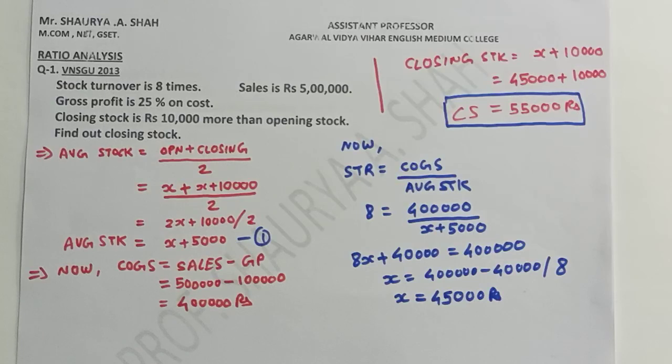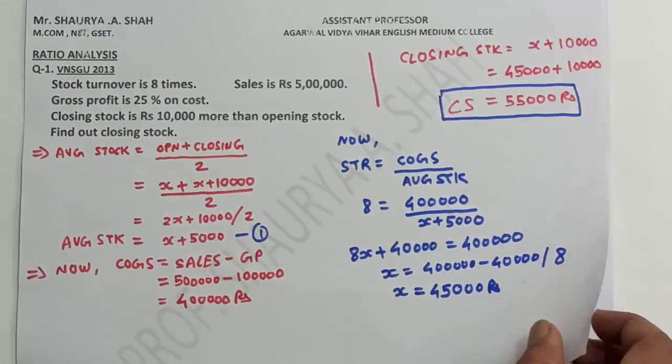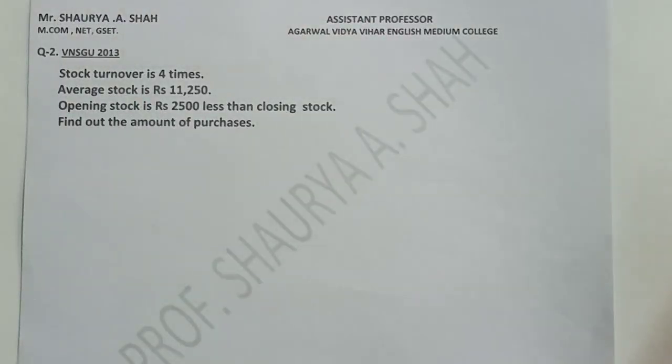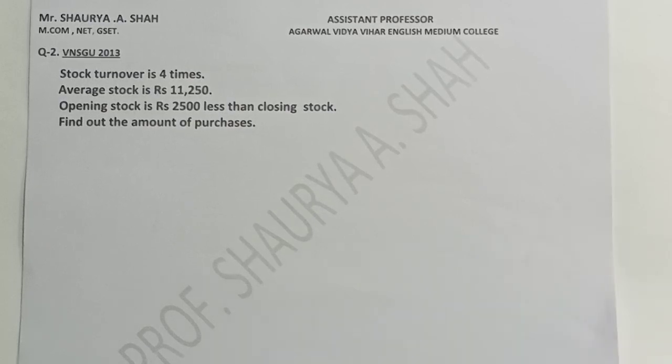Again, the next sum is based upon the same equation. If you are clear with this, your next sum will be very much clear. Fine. So we will be starting with your next sum. Next sum is already given to you. Question number 2. Again, this is VNSGU 2013.